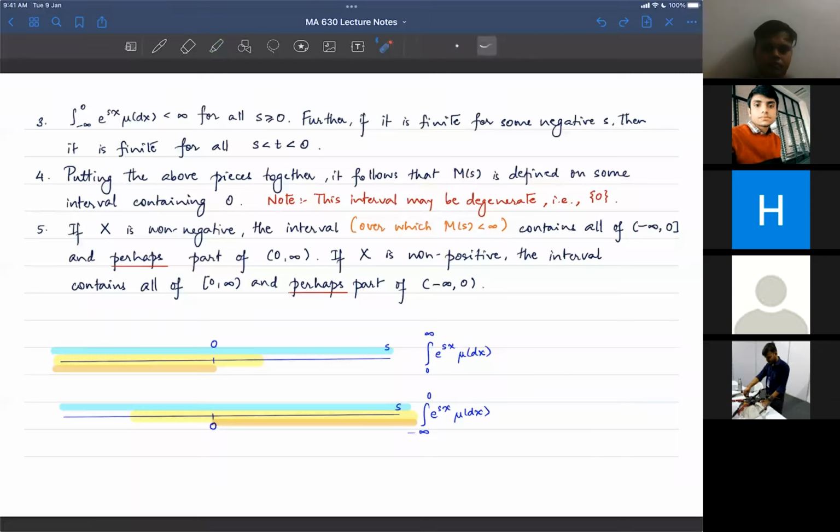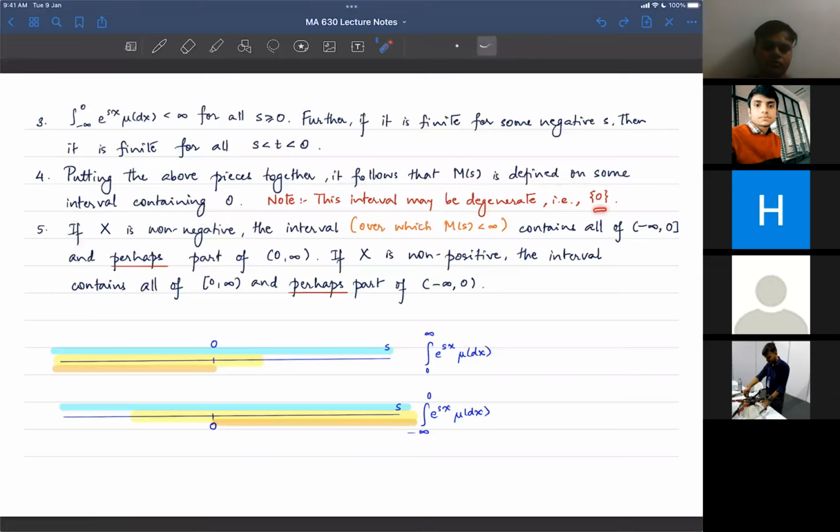All right, so that's what we're saying here. Putting the above pieces together, and we have hopefully done it in this picture. It follows that m of s is defined on some interval containing 0, and just a matter of terminology, when we say interval, we are allowing a single point interval. So we are allowing that the interval is degenerate, namely just contains 0. Now, if x is non-negative, then the interval over which m of s is finite contains all of minus infinity to 0 and perhaps part of 0 to infinity.